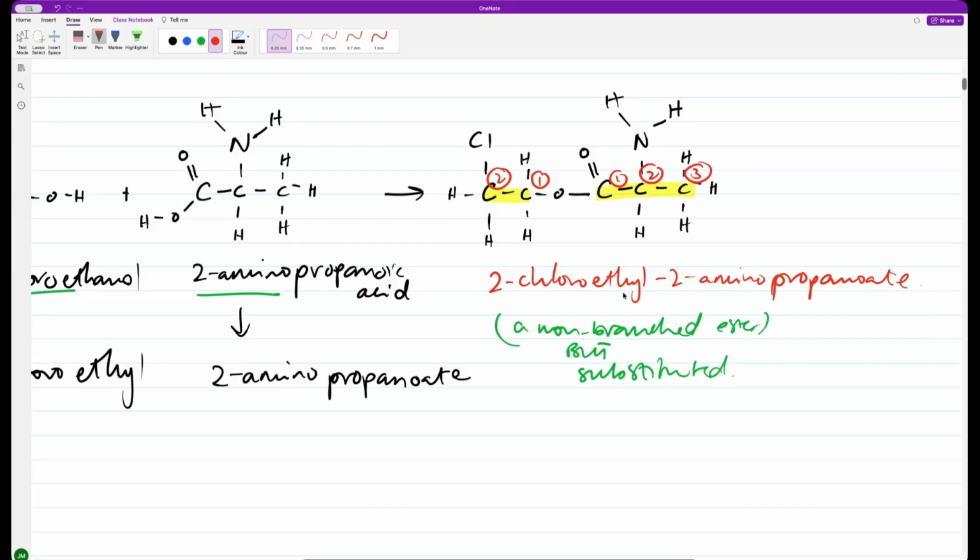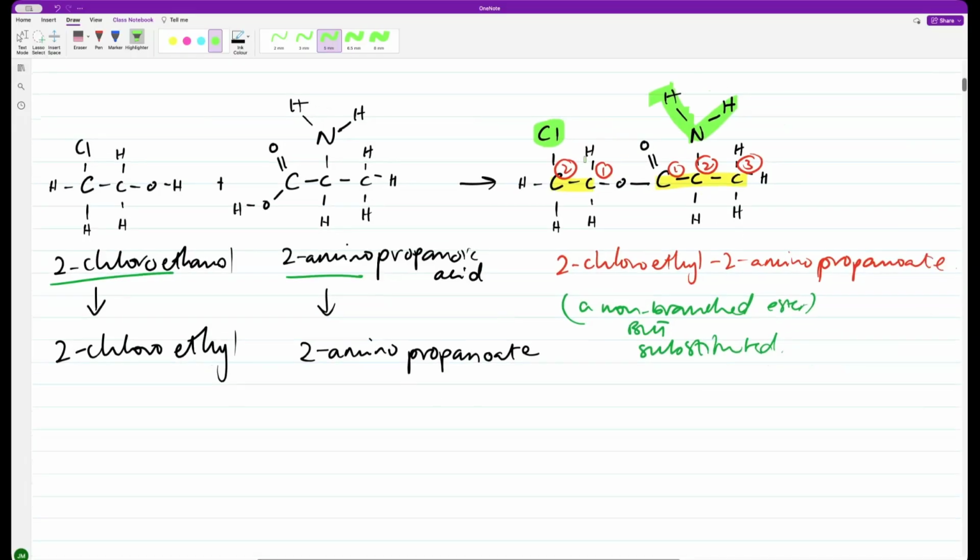That means the ethyl, or the alcohol side of the molecule, has a chlorine on the second carbon, which is right here. And the carboxylic acid has a 2-amino. So on the second carbon of the carboxylic acid, there is an amino group. All right, and that's pretty much how you would name these types of esters.